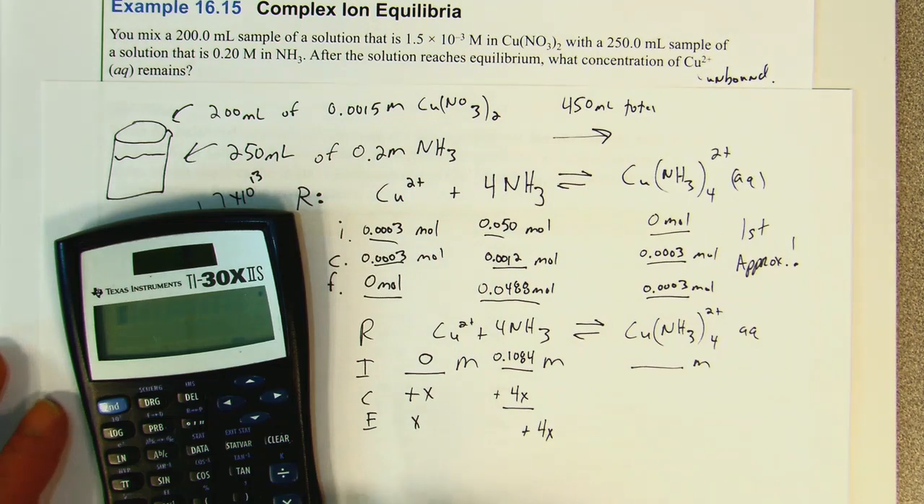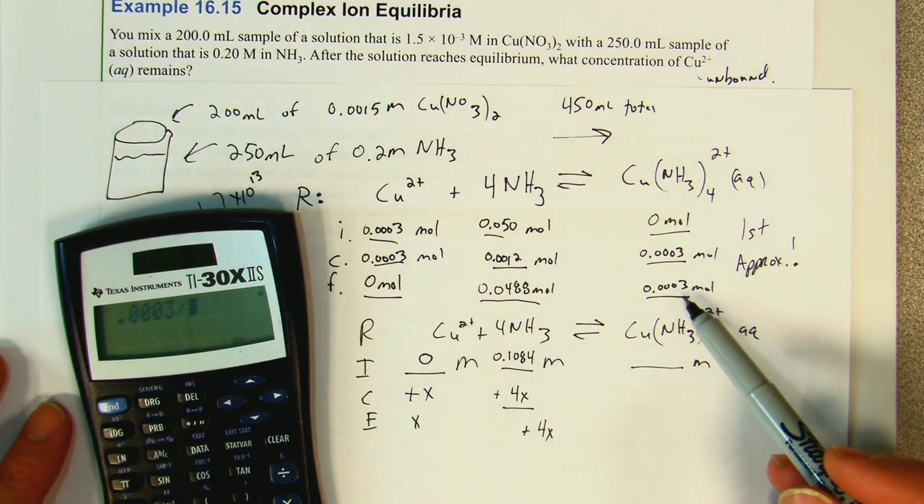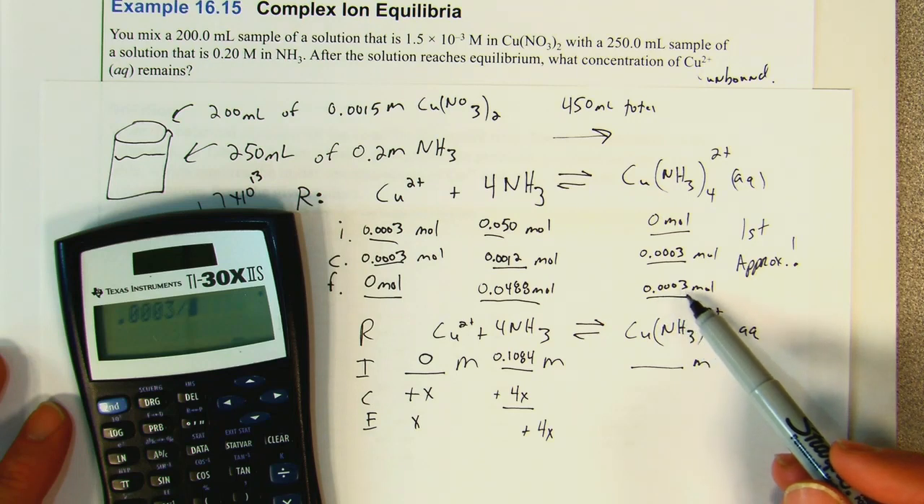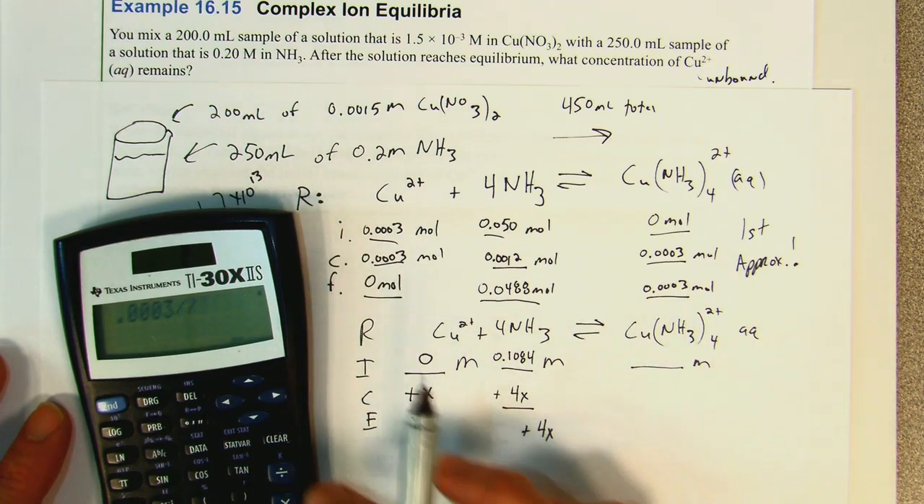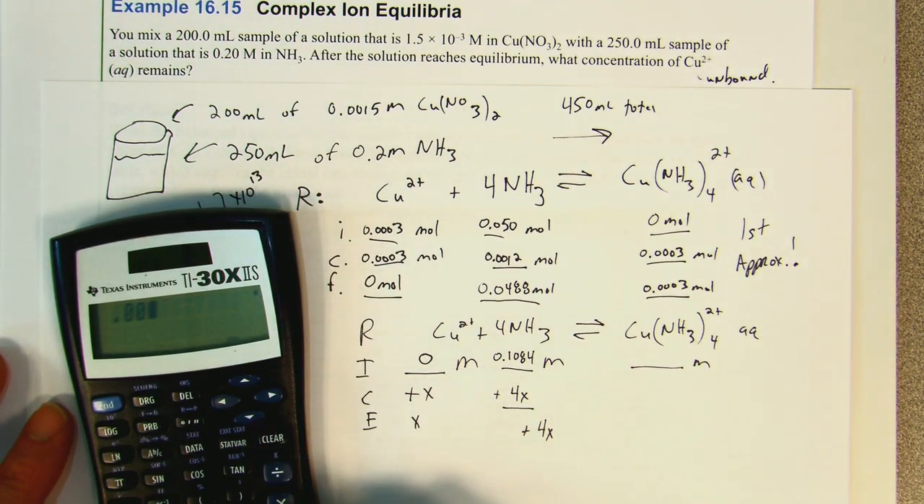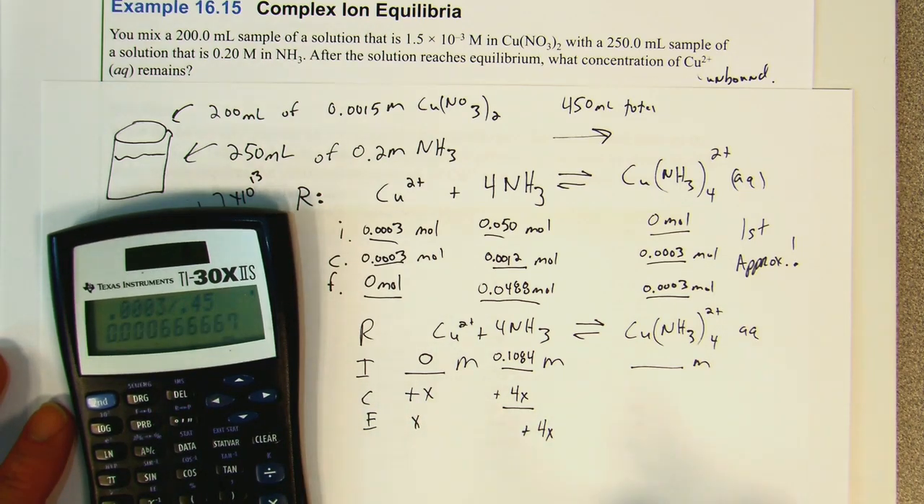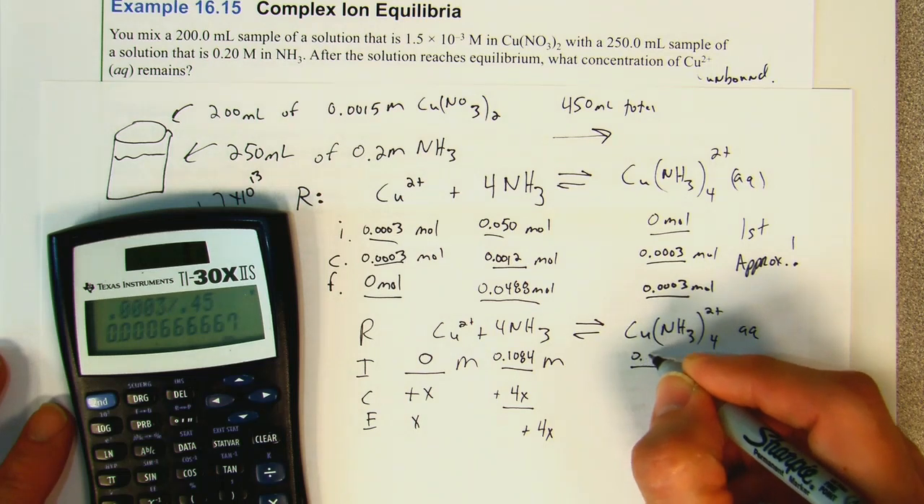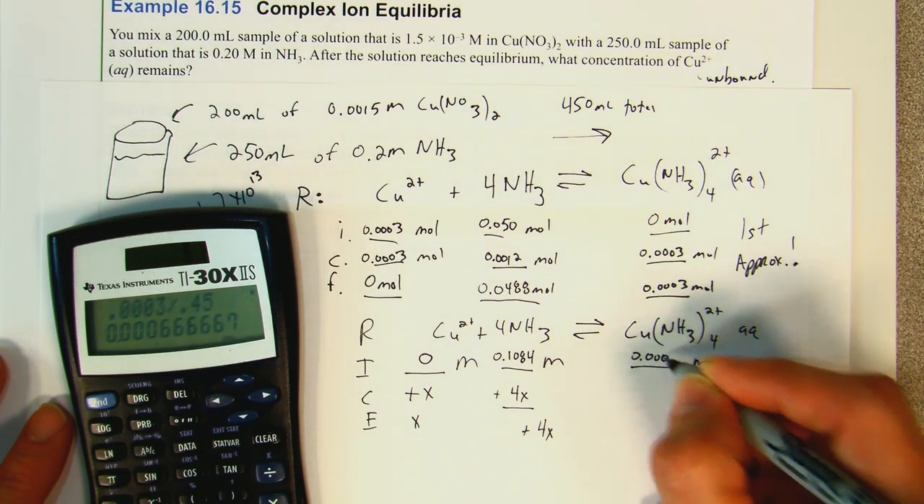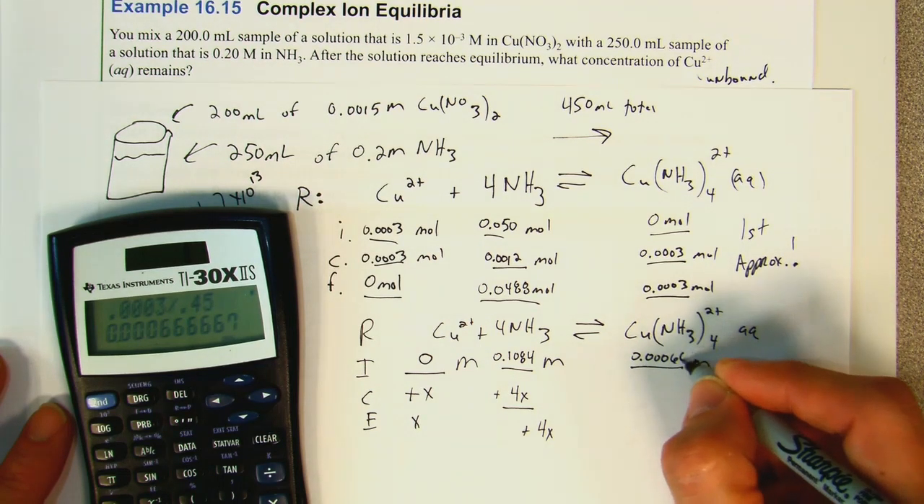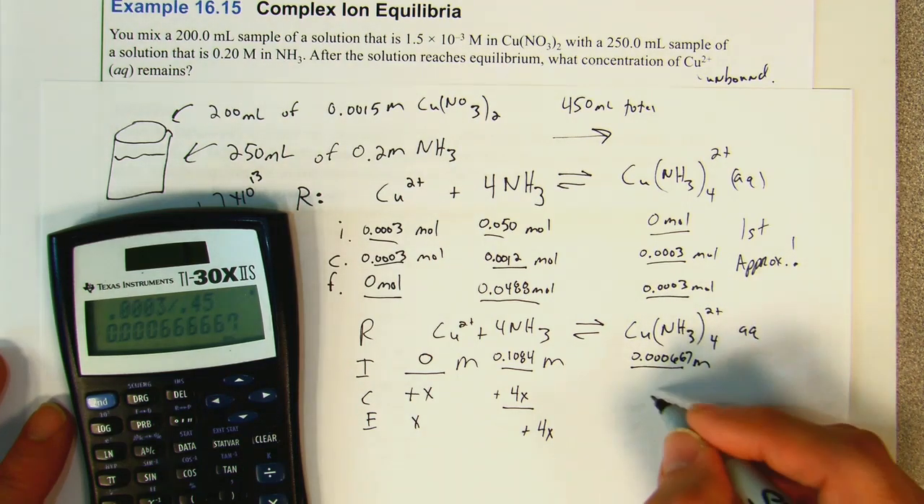What about for this one? Well, in this problem, I figured out earlier that I made 0.0003 moles of it, and that's also dissolved up in 0.45 liters. So my starting concentration of this one is 0.000667.